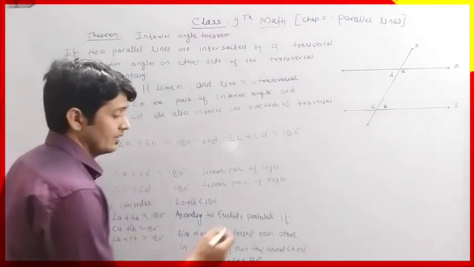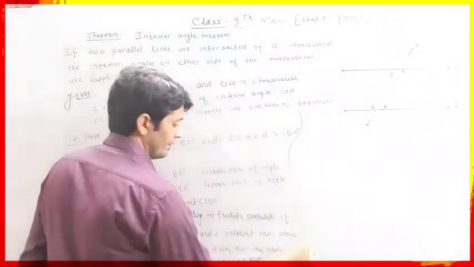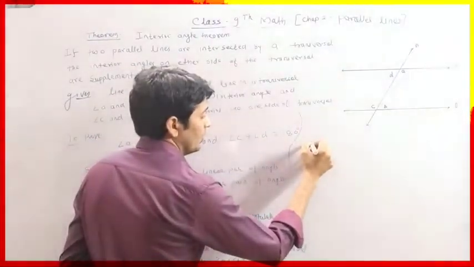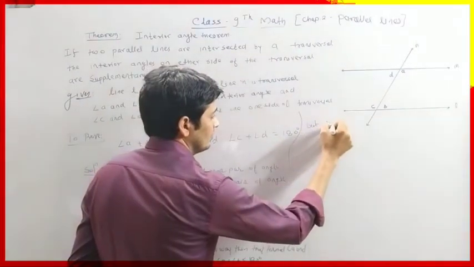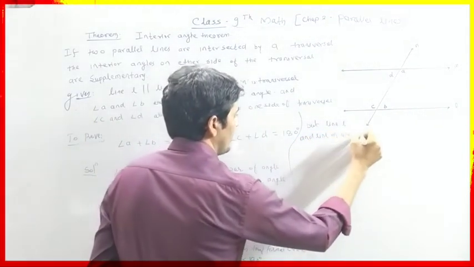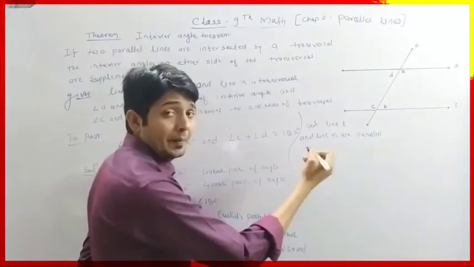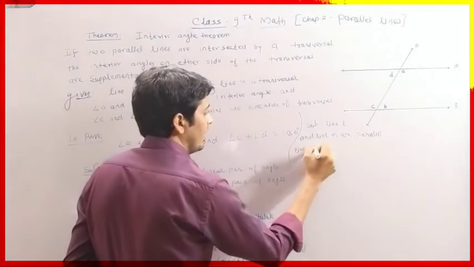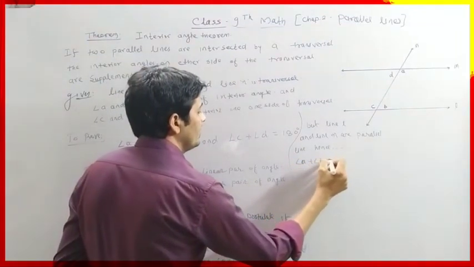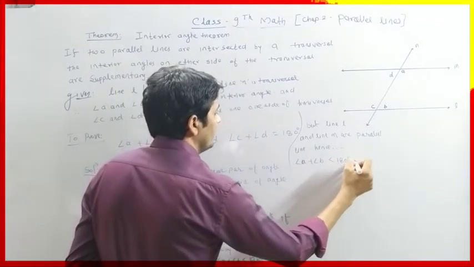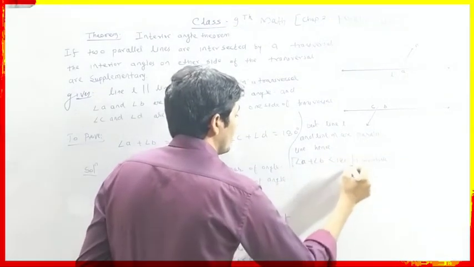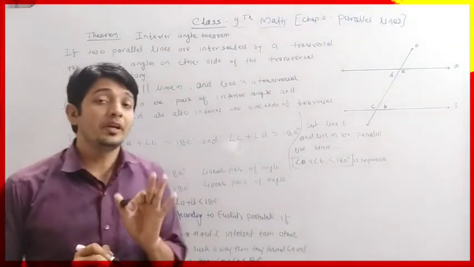So here we have to write, therefore, but line L and line M are parallel lines, hence angle A plus angle B is less than 180 degrees is impossible. This will not be possible at all. Okay, so now we have remaining two conditions.